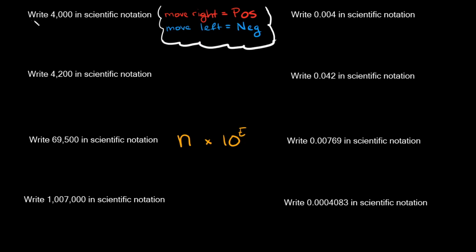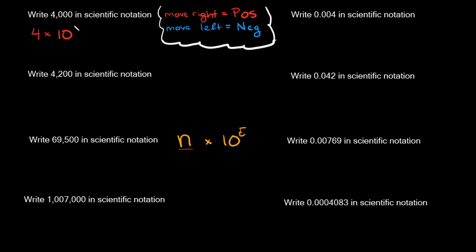This problem says write 4,000 in scientific notation. So the first thing you want to do is figure out what your number is. The way you do that is just write down all your numbers that are not zero. So in this case, it's just this 4 right here. So we're going to write down a 4. And then again, it's going to be times 10 to some exponent.